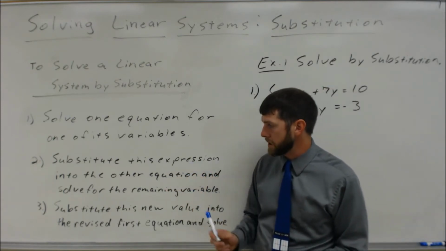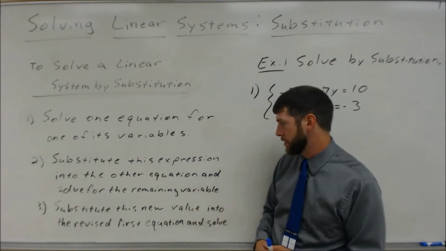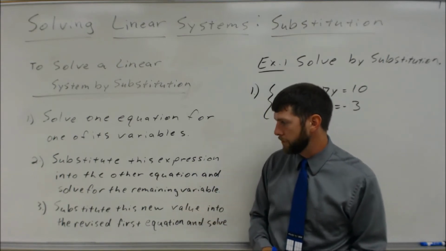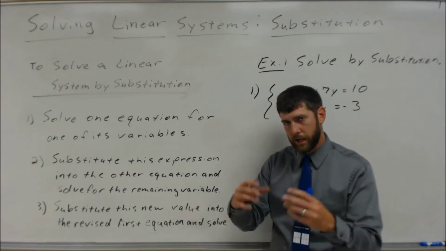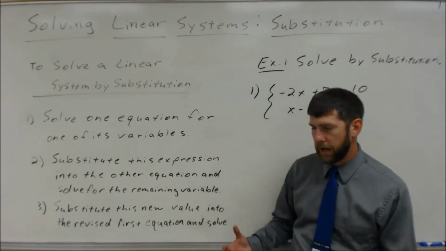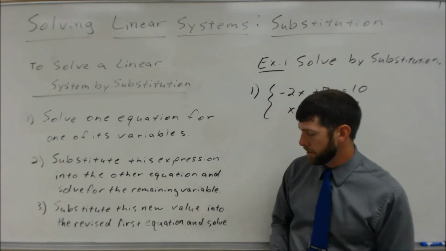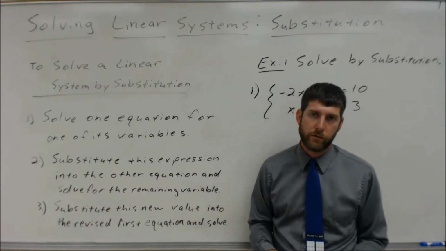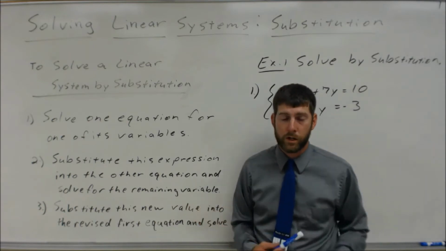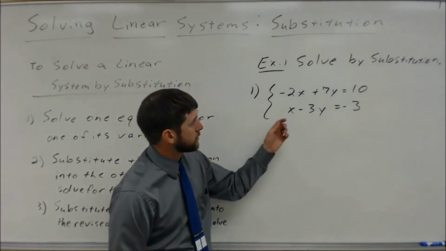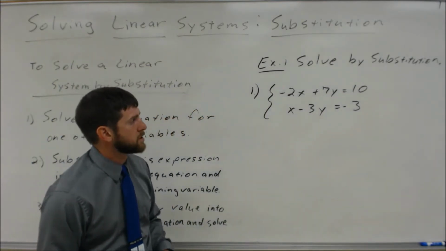Then we're going to substitute that expression into the other equation and solve for the remaining variable. From there, we substitute that new value back into the first equation where we've already isolated a variable to get the second value for our linear system, the second coordinate for our point. So let's look right here. We're going to solve by substitution.